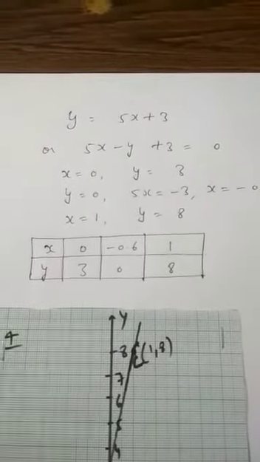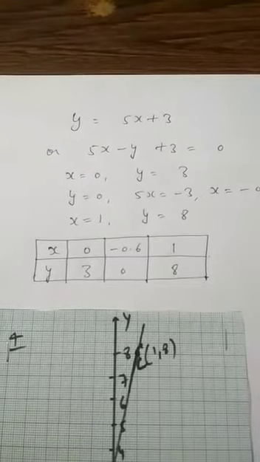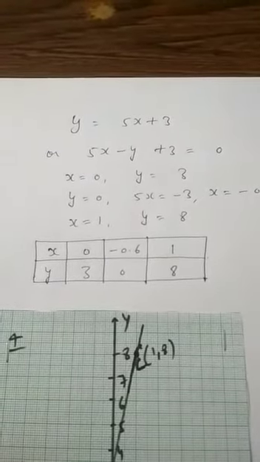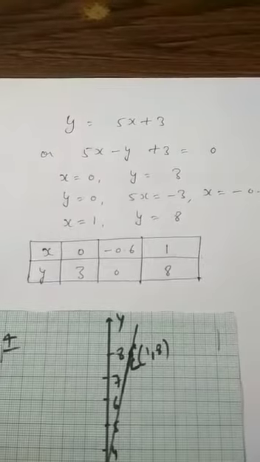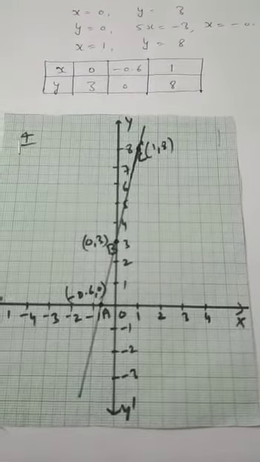So what are our solutions? x is 0, y is 3; y is 0, x is minus 0.6; x is 1, y is 8. Now we will plot the graph with these solutions. I think you are able to plot the graph.